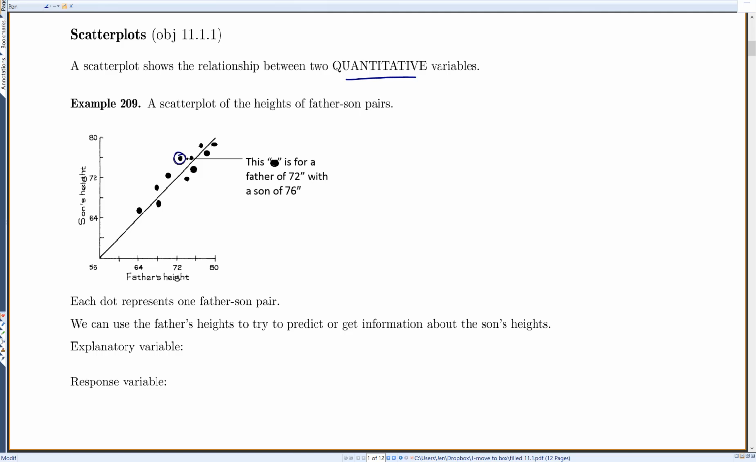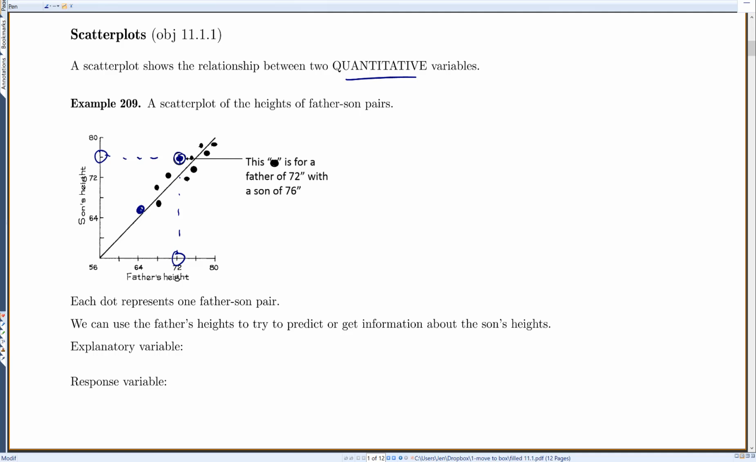Like this dot right here, that represents a father that is 72 inches high that has a son that is 76 inches high. Now every dot represents one father-son pair. So this dot right here represents the father and son together, and this dot right here would be a different father and son that come together as a pair.